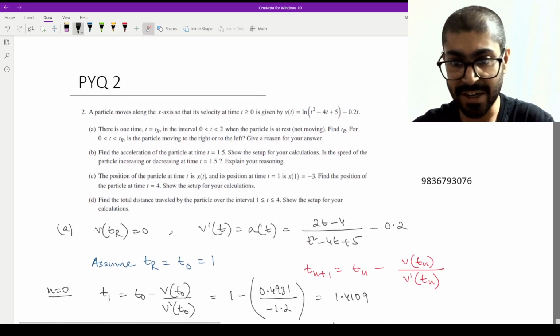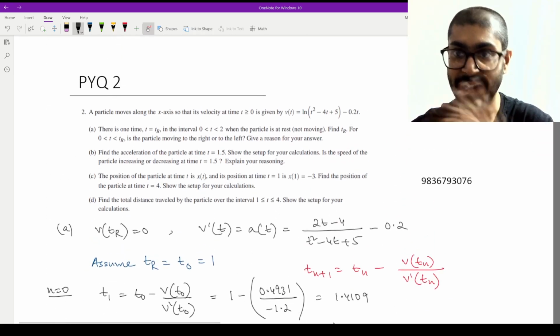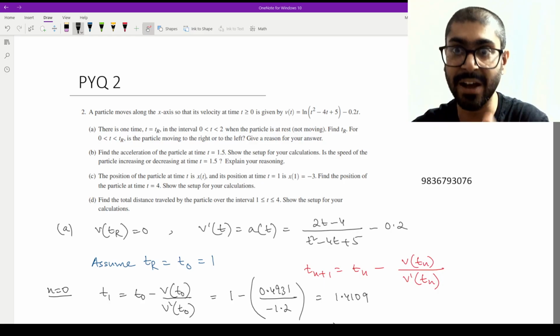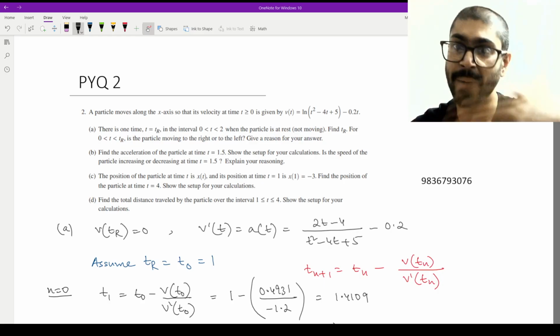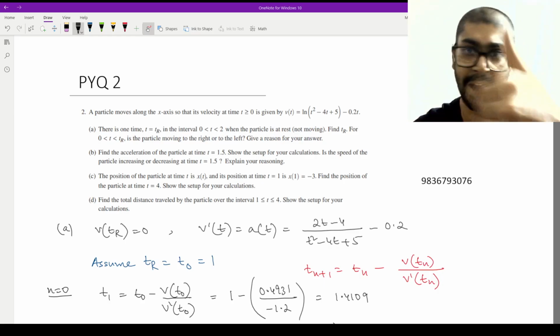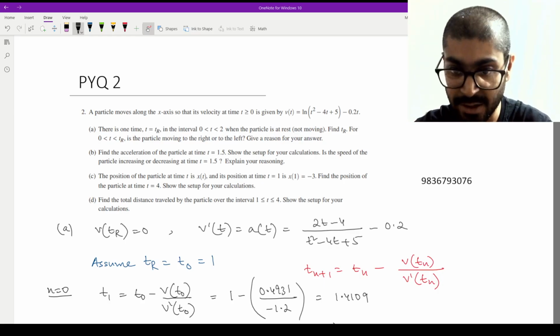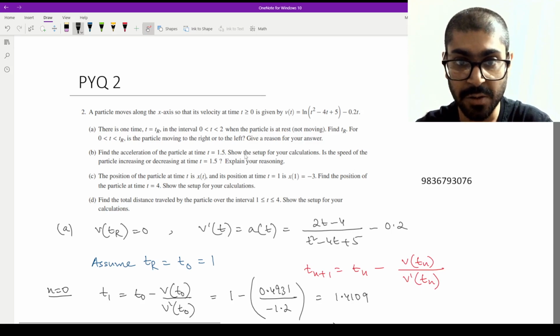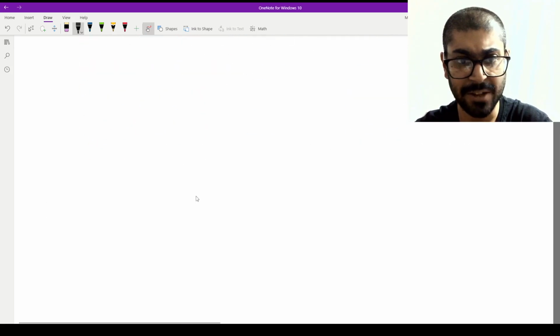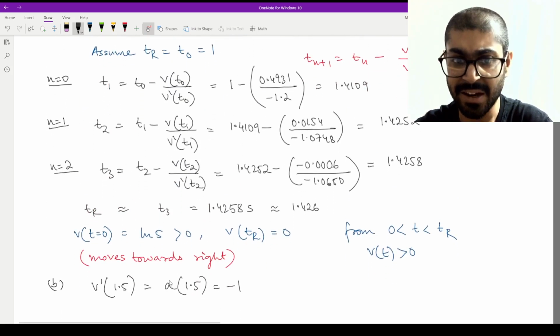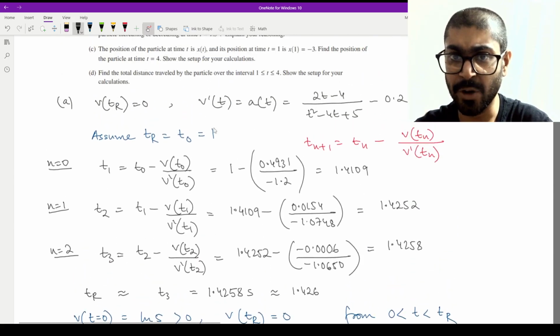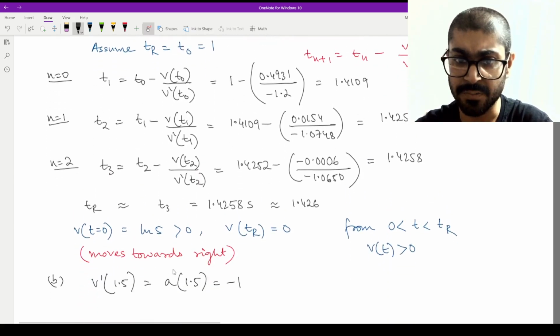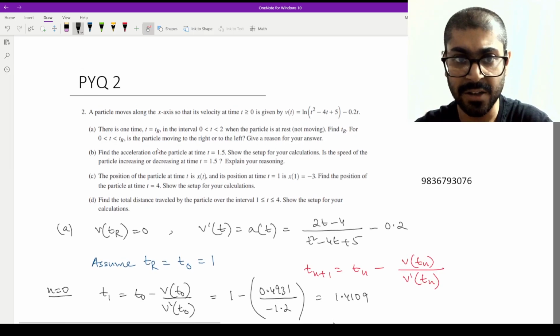So if there is an acceleration which is negative, it means the particle is slowing down, which is congruent with our observations, right? Because v at 0 was ln 5 and v at tr was at rest. So from 0 to tr, the particle is slowly coming to rest, which means acceleration is working in the opposite direction. Alright, so what else do you have to do? Show the setup. Setup has been shown, right? Here you can write it a bit more in detail by showing the derivative here also. Okay, so that will give you full credits.